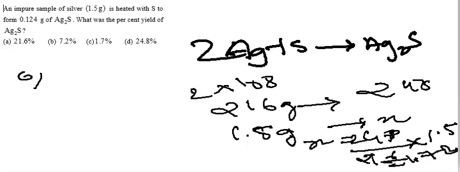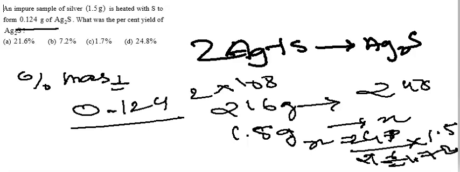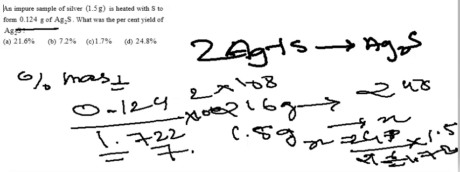And for the percentage, percentage is nothing but the mass of the element in that compound divided by the molecular mass of that compound. So this is nothing but 1.24, which is given in our question itself, divided by the value we have got, 1.722, multiplied by 100. So this will give us 7.2%. It is nothing but option B is right.